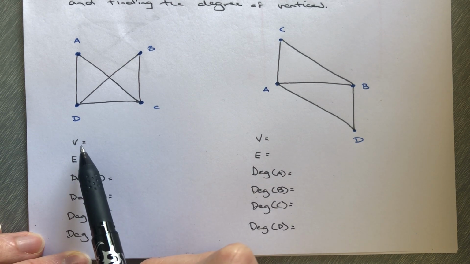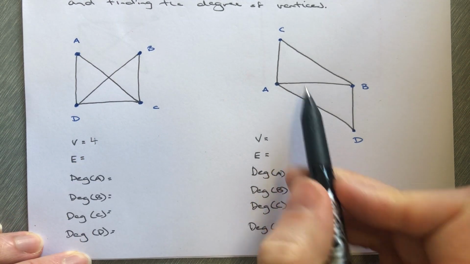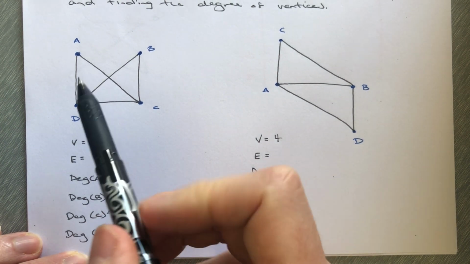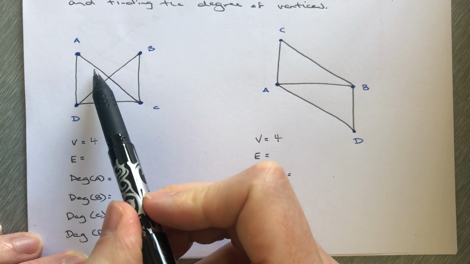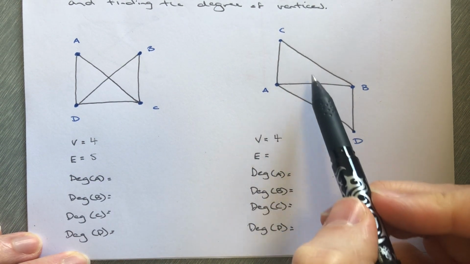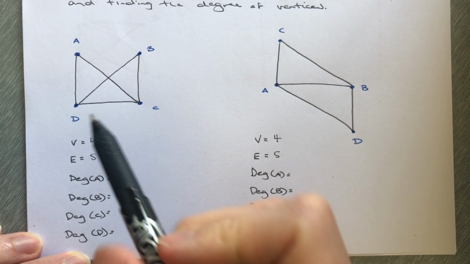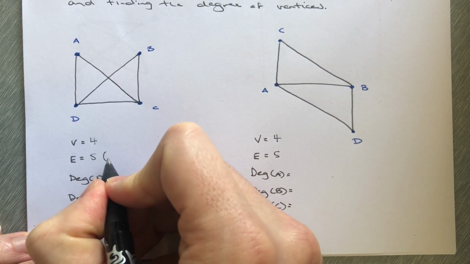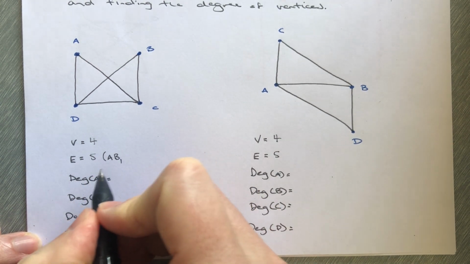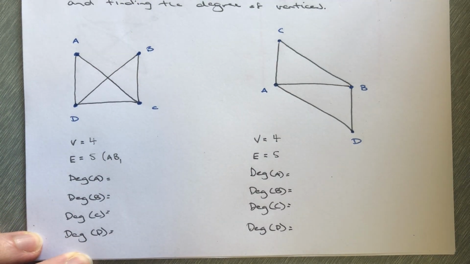All right, so the number of vertices in this one is 4. Number of vertices in this one's also 4. Awesome. The number of edges, we've got 1, 2, 3, 4, 5. And this other one we've got 1, 2, 3, 4, 5 as well. Except, let's see if they're the same. We've got an AD here. That's how you'd label an edge with the two vertices that it connects with. So there's an A, well there isn't an AB, so that should be AD.